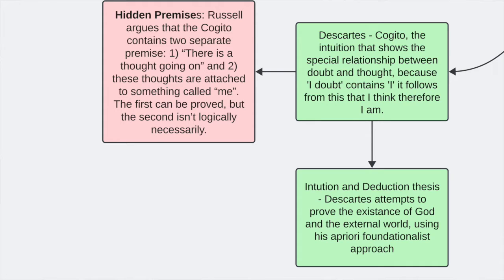I really like this criticism from Bertrand Russell. He argues that the cogito contains two separate premises. The first premise, there is a thought going on. And the second premise, these thoughts are attached to something called me. And the first premise can be proved, but the second premise is not logically necessary.